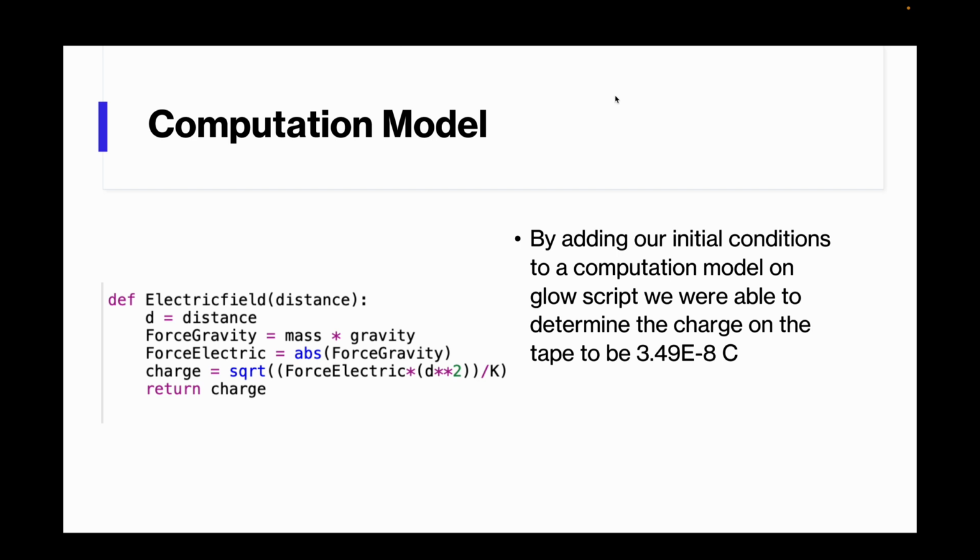With our computational model, we defined the electric field, calculated distance, and incorporated the force of gravity. By doing this and adding our initial conditions, we were able to determine that the charge on the tape was 3.49e-8 coulombs, which we discussed earlier.